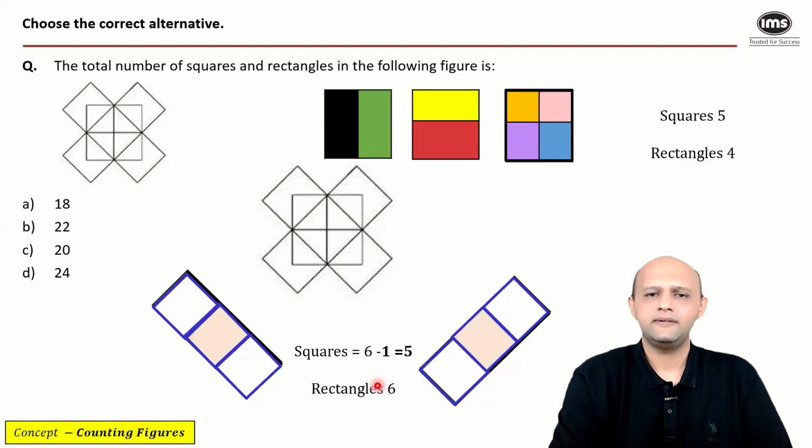How many rectangles do you have? 6. So 3 per side. If you would like to visualize, this is how it would look like. 1, 2, and the third one. This is also a rectangle. So 3 per piece or 3 per part. So 3 times 2 is 6. Would there be any overlap here? No, not really. So 5 plus 6 is 11. 11 plus 9 would be 20 such squares and rectangles. That's the answer.